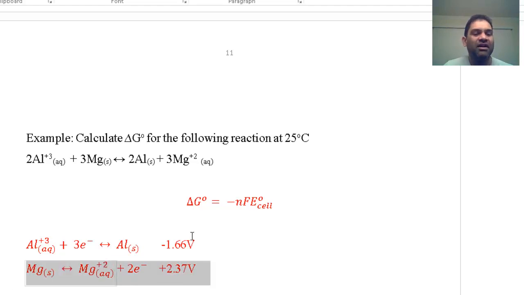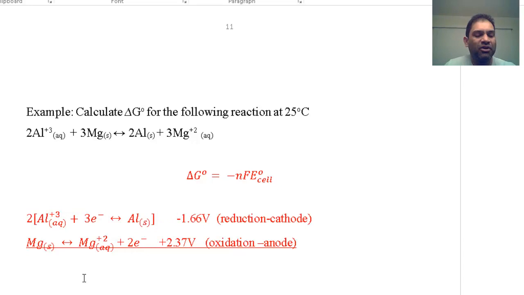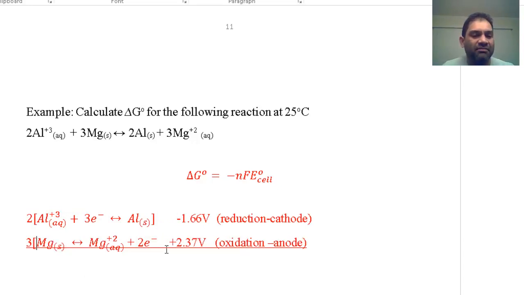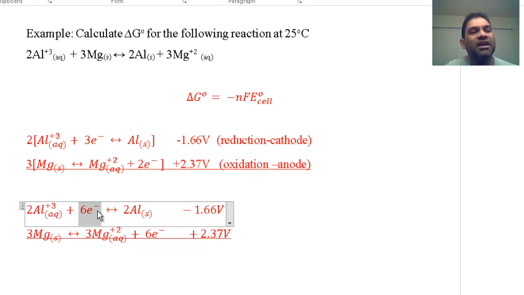Now let's cancel out the electrons here. In order to do that, I am going to multiply the top reaction by 2, and I'm going to multiply the bottom reaction by 3. Multiplying the top reaction by 2 does not change this voltage. It's still minus 1.66 volts. Multiplying the bottom reaction by 3 does not change this voltage. It's still positive 2.37. All right, so let's cancel out our electrons. It's a 6 electron transfer reaction, so n is going to be 6.